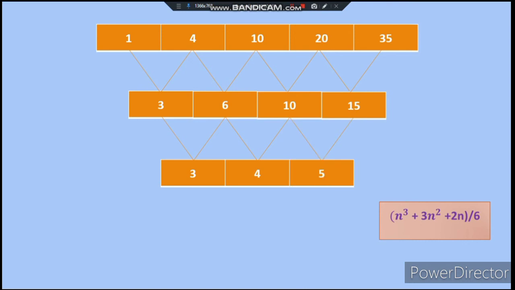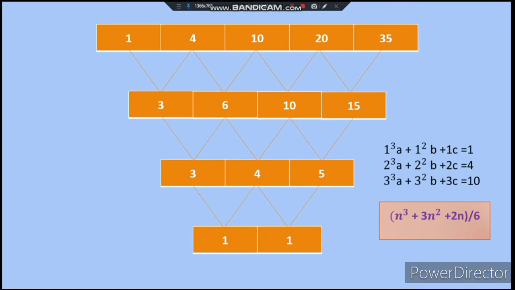So, still, we haven't gotten the same answer. It will be 4 minus 3 is equal to 1. And then, 5 minus 4 is equal to 1. Now, we got the answer. So, since we subtracted 3 times, our highest exponent is 3. So, we have 1 cube A plus 1 square B plus 1C is equal to 1. And then 2 cube A plus 2 square B plus 2C is equal to 4. And then 3 cube A plus 3 square B plus 3C is equal to 10. Using simultaneous equations, we obtain the formula n cube plus 3n square plus 2n all over 6.